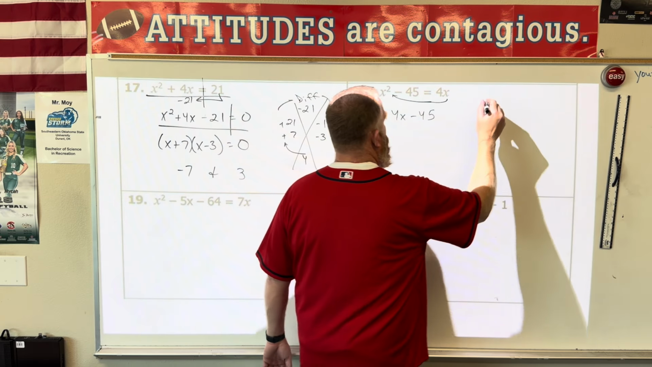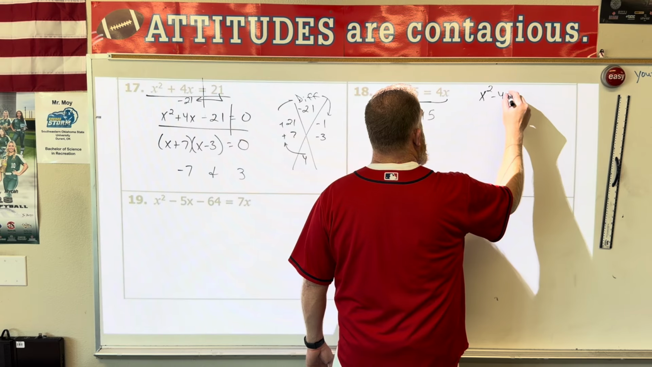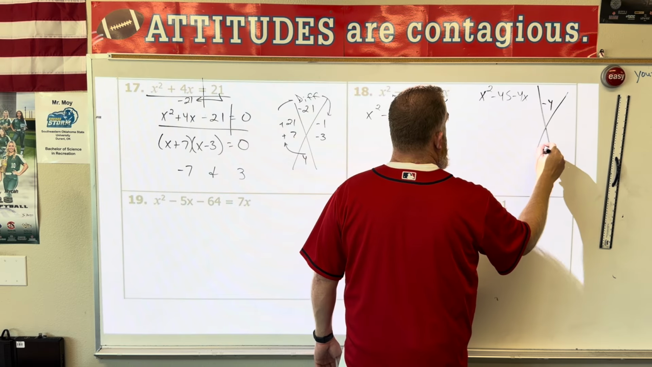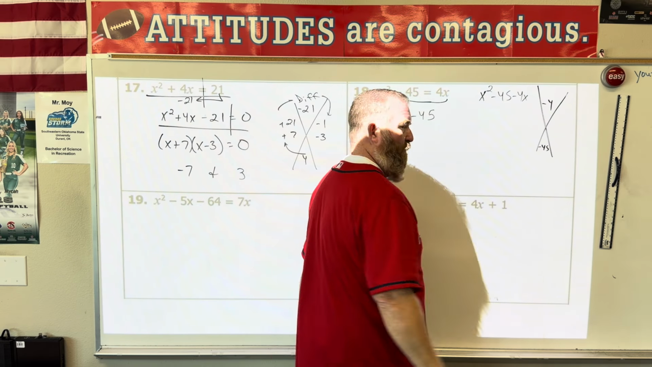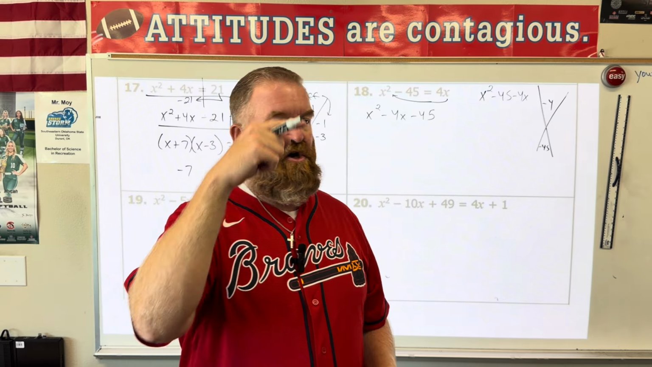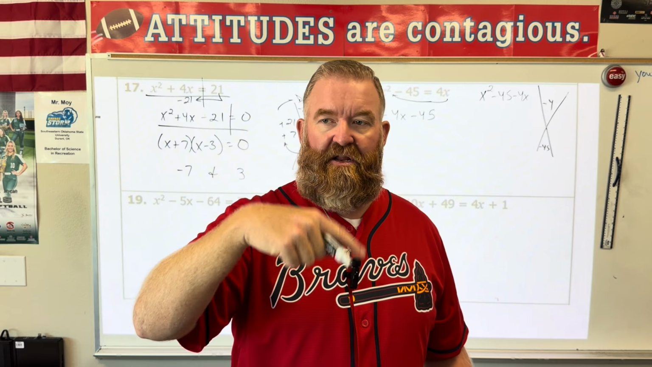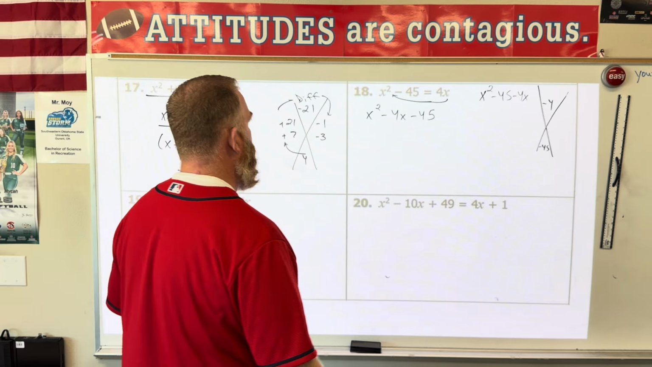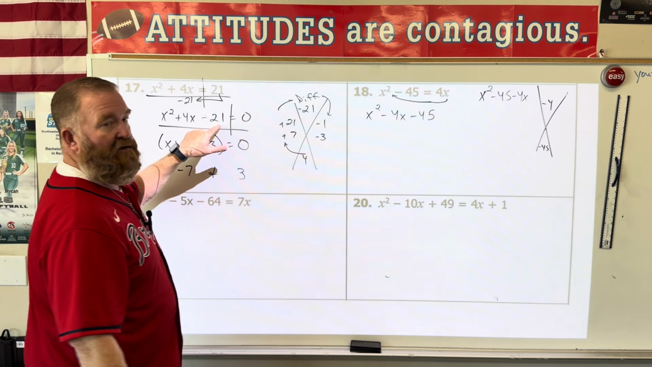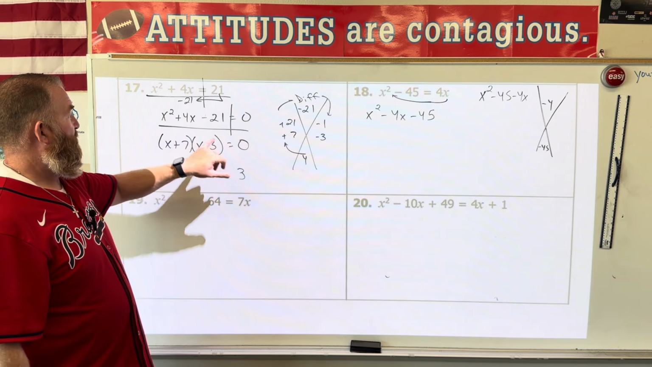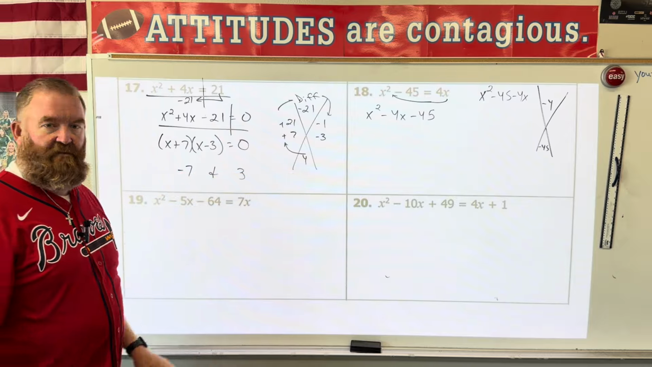Here's what some people are going to do. X squared minus 45 minus 4x, which is technically right, but here's what you're going to do. Negative 4 and negative 45, and people are going to be like, what? You got them backwards, okay? Remember, the one with the x goes on the bottom. The c value, that's just the number, goes on top. Okay, everybody good with that? Like, look, 21 went on top. It was just the c value, just the number. The one with the x goes on bottom. Okay.